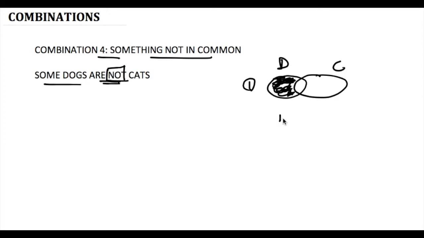The second combination which can be made here is that no dog is a cat. So they will have nothing in common, because some dogs which are not cats can also be understood as all dogs not being cats. So these are the two sub combinations which can be made when there is something not in common between two variables.